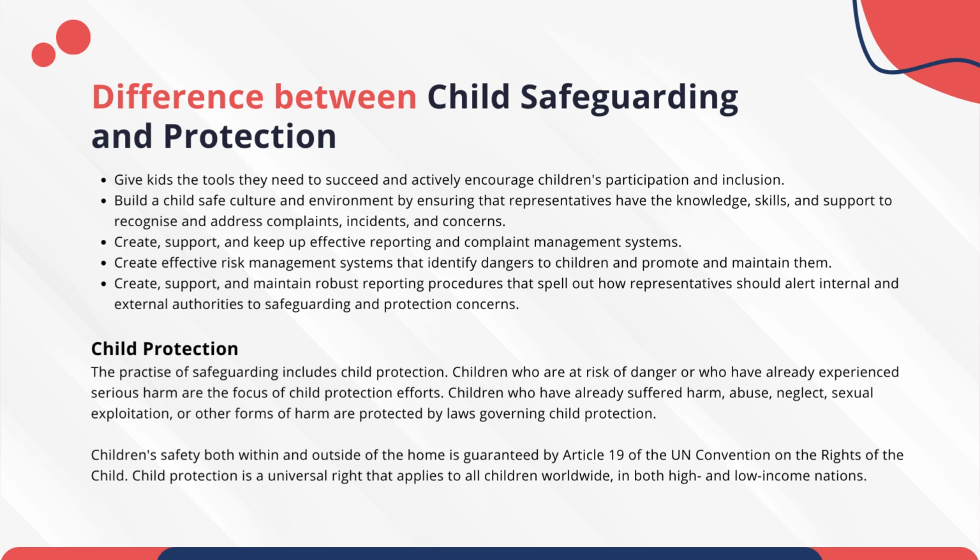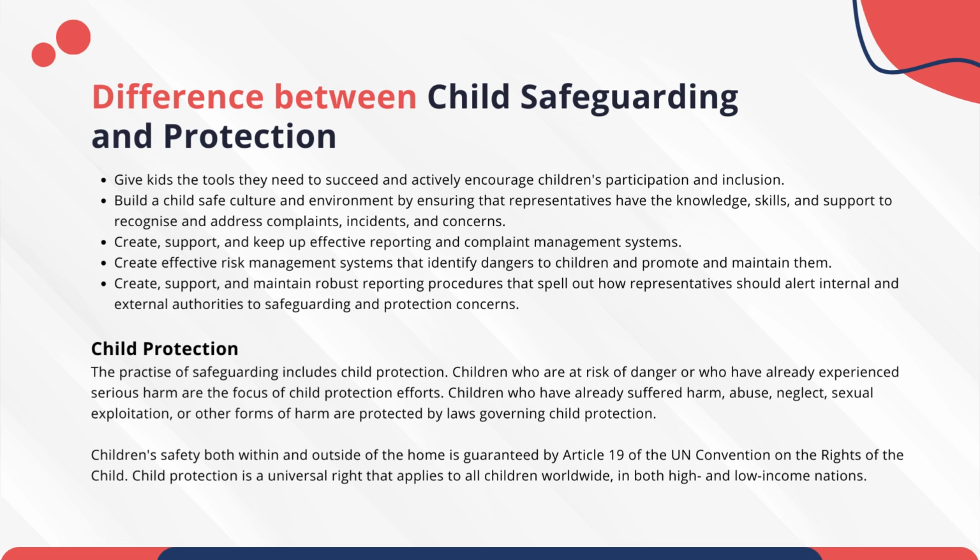Build a child-safe culture and environment by ensuring that representatives have the knowledge, skills, and support to recognize and address complaints, incidents, and concerns. Create, support, and keep up effective reporting and complaint management systems. Create effective risk management systems that identify dangers to children and promote and maintain them. Create, support, and maintain robust reporting procedures that spell out how representatives should alert internal and external authorities to safeguarding and protection concerns.